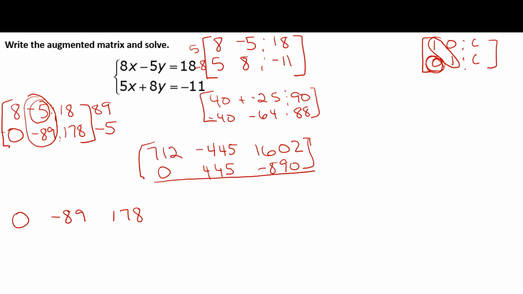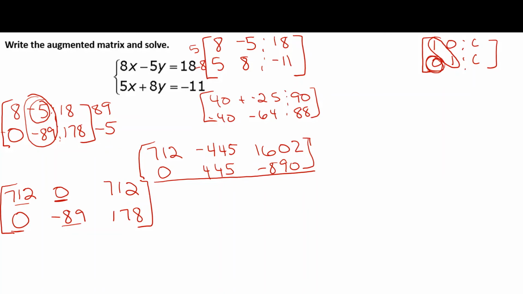All right, so 712 plus 0 is 712. Negative 445 plus a positive 445 is 0. And 1,602 minus 890 is 712. So now I have my new matrix, and I've got my zeros in the exact spot that I want them to be. Now all I need to do is get these two numbers, 712 and negative 89, and I want those to turn into ones.